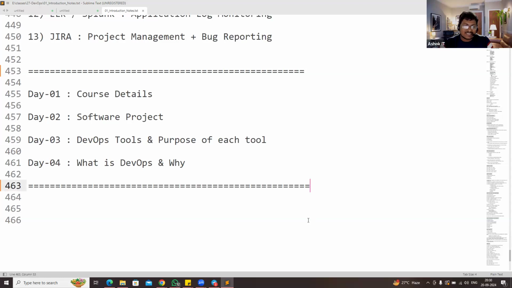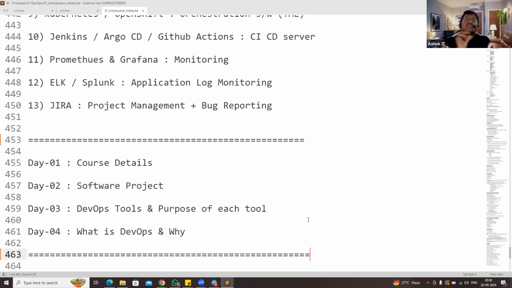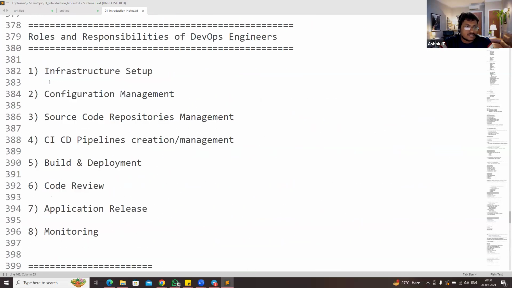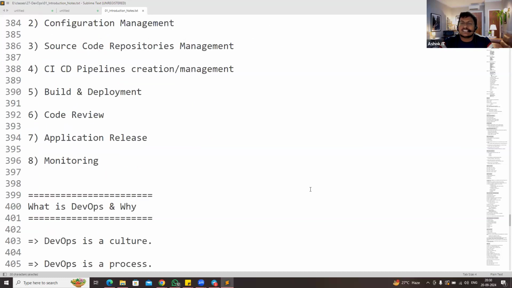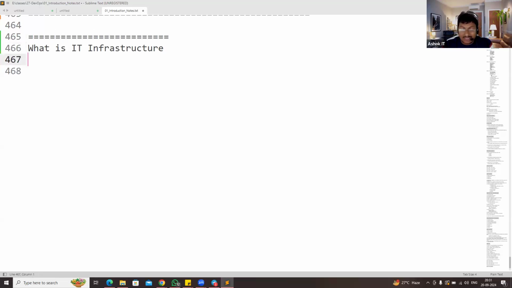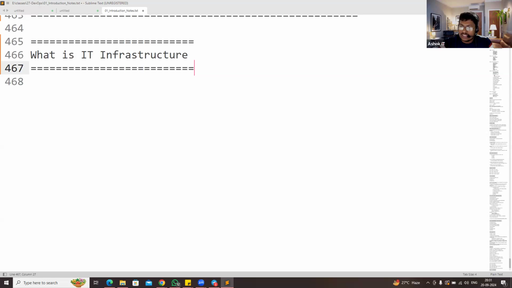Today, let us understand what IT infrastructure is and how many ways we can set up that IT infrastructure. Because if you see our DevOps engineer roles and responsibilities, the very first thing I have given is infrastructure setup. So what is the meaning of infrastructure? Let us understand what IT infrastructure is and how we are going to set it up in real time in order to run our projects. So what is infrastructure?